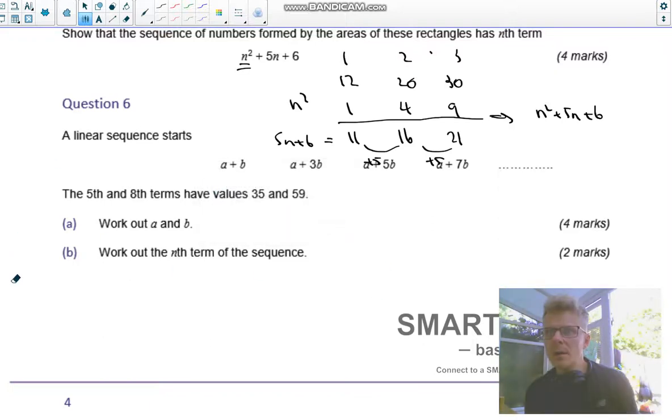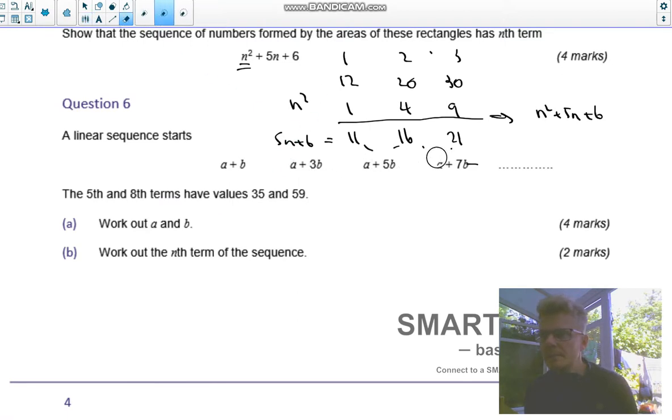Okay, so moving on to question 6. A linear sequence starts with A plus B. The 5th and the 8th term have values 35 and 59. Work out the values of A and B. You could start by finding the nth term rule for these, which actually is the second question, but given that it is the second question, let's maybe move it on.